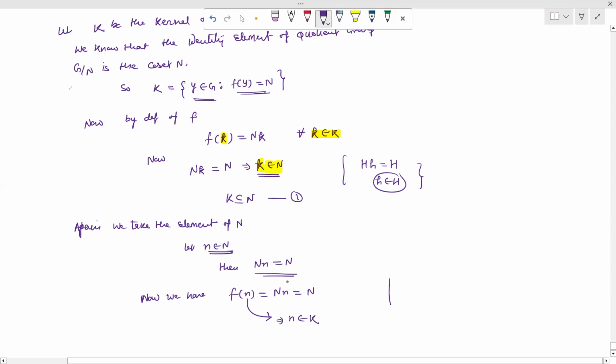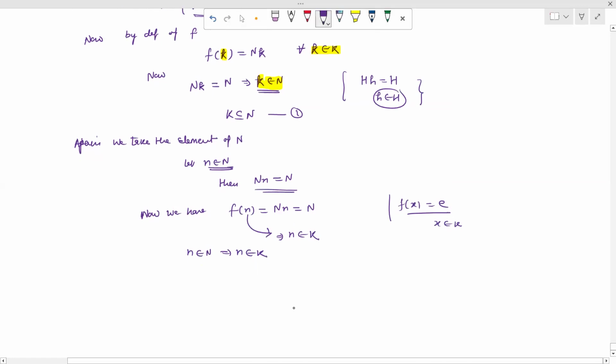So by definition of kernel, we have the function f of x equal to e, where N works as the identity, and x is the element. That means x belongs to K. So here f of n equal to identity, so it means that n belongs to K. So when we take small n as an element of N, this implies that small n belongs to K. So it means that all the elements of N are also elements of K. So it means that N is a subset of K. So this is our equation number 2.